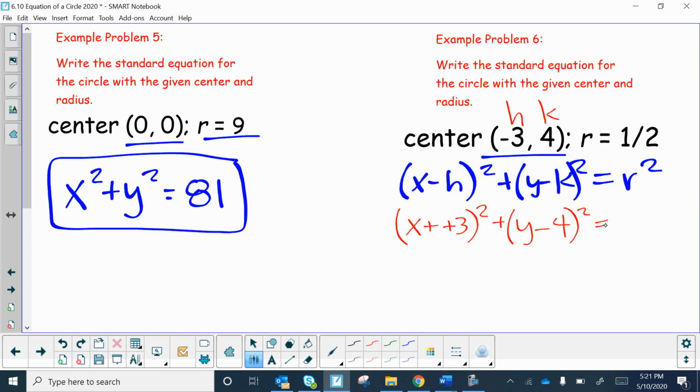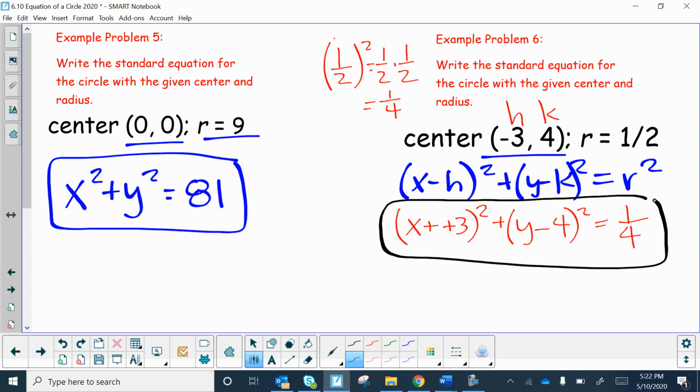equals 1/2 squared. So sometimes we don't know how to square a fraction, so you can do that off to the side. 1/2 squared is the same thing as doing 1/2 times 1/2, which that's pretty simple. It's just 1/4. 1 times 1 is 1, 2 times 2 is 4. So this is going to be 1/4. Or you could do 0.25. Okay, so this is the equation given those two pieces of information.